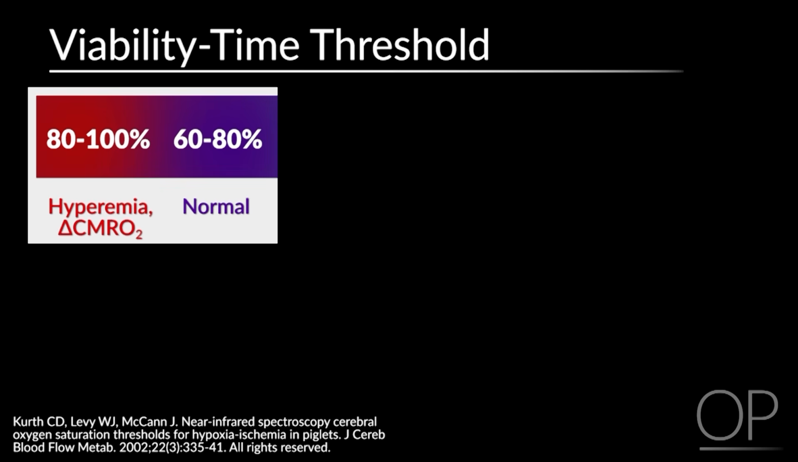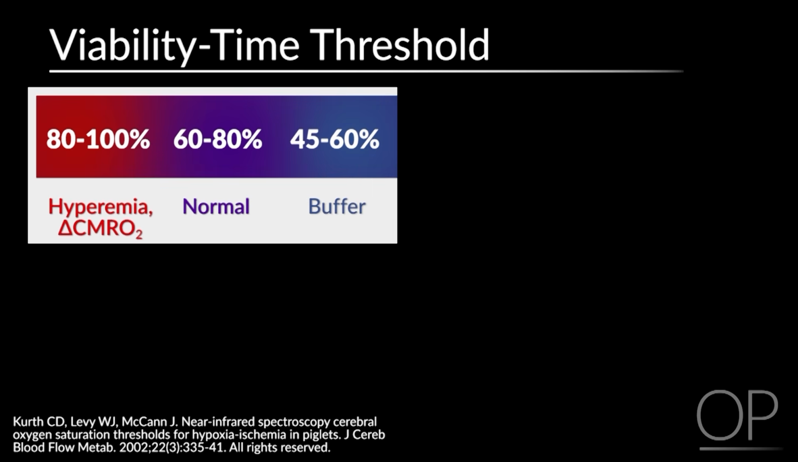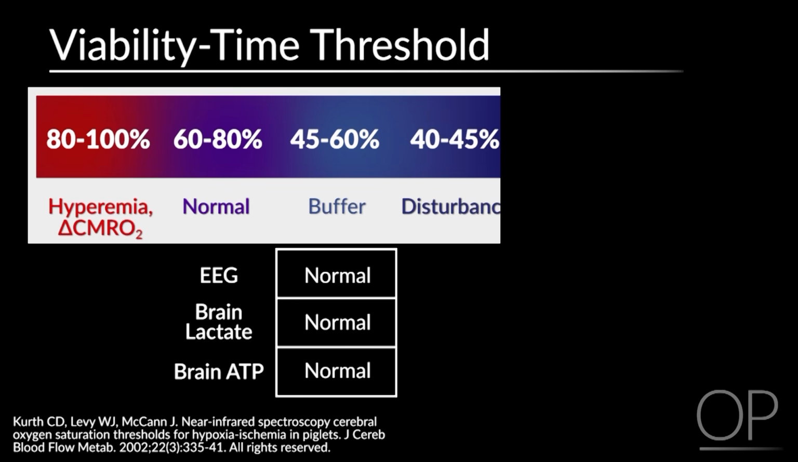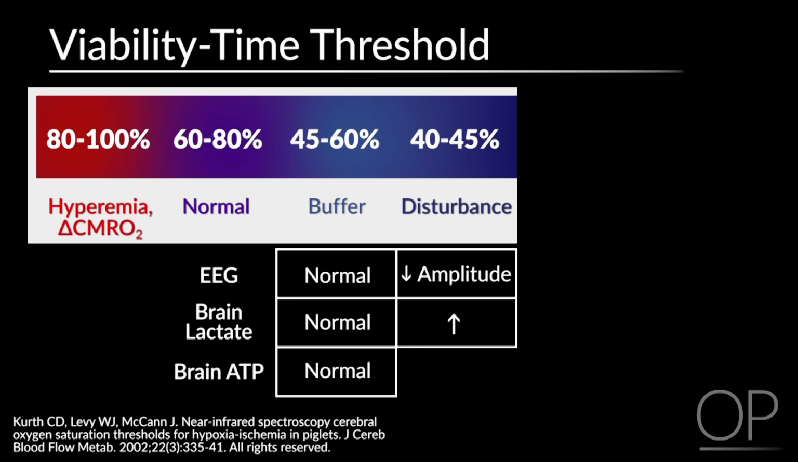So if 60 to 80% is the normal range, above this value, there's either cerebral hyperemia or a change in cerebral oxygen consumption so that supply exceeds demand. Dean Kurth has referred to values between 45 and 60 as a buffer in which the EEG is normal and brain lactate and brain ATP are also normal. In the 40 to 45% range, you see a disturbance in that the EEG amplitude begins to decrease and cerebral lactate increases, but the ATP level is still normal.